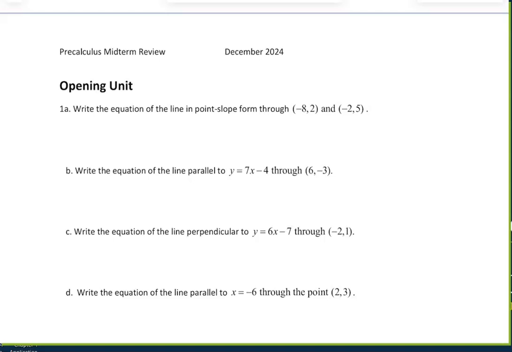Okay, in this video, we're going to do all the midterm review problems from the opening unit. So the first one says to write the equation of a line in point-slope form through the following 2 points. Okay, so let's look at that.